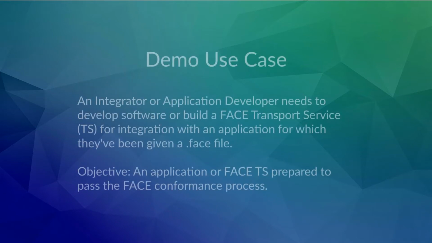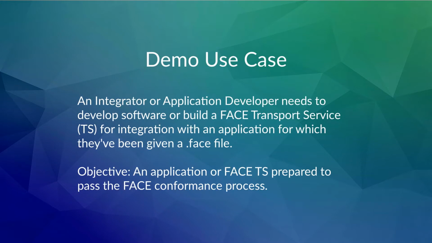So where are we starting and what are we doing today? We're starting from the perspective that you may be an integrator or an application developer and you've received a .face file and now you need to do something with it. You need to develop some software. Maybe you need to build the transport service or develop an application, some sort of mirror application that will communicate with the application you're receiving. And of course we want to end up with a face aligned application that you can then take through conformance relatively easily. That's our objective for today, and we're going to walk through how our tools make that possible.